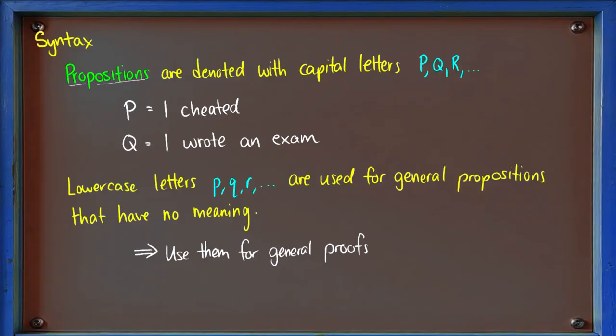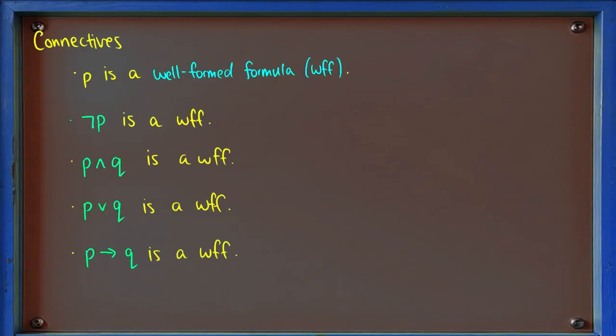But propositions or statements are going to be denoted with capital letters, so like P, Q, R. So for instance, P is "I cheated" and Q is "I wrote an exam." So those are propositions. Lowercase letters p, q, and r are just general propositions that don't have any specific meaning. And we'll be using these for proofs. So capital letters will have English translations, while lowercase letters will not. Now, with all of these different propositions, we can use connectives to change their meaning or combine their meanings together.